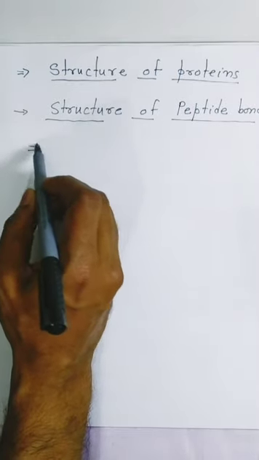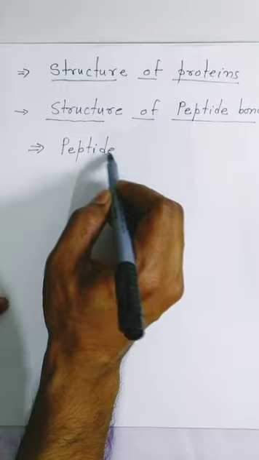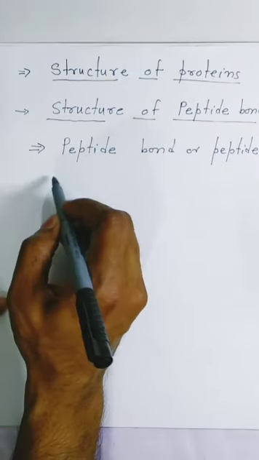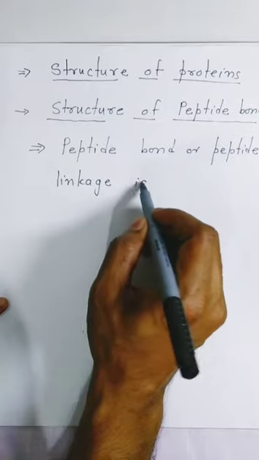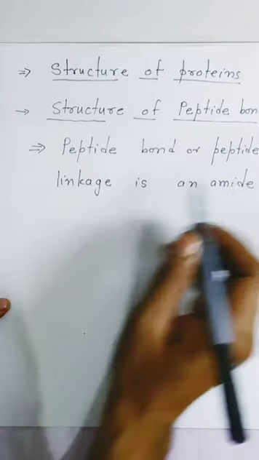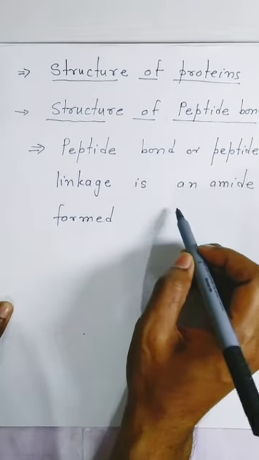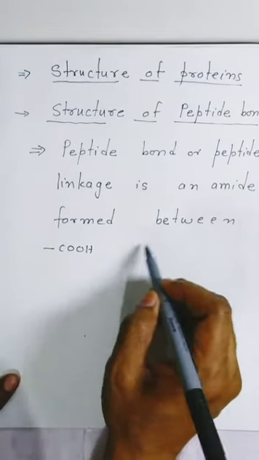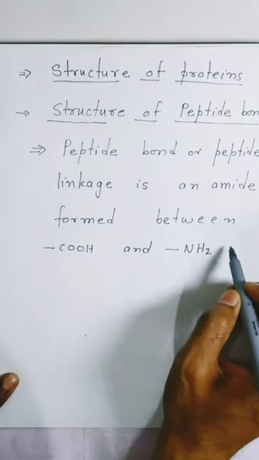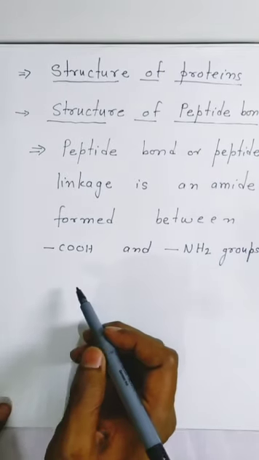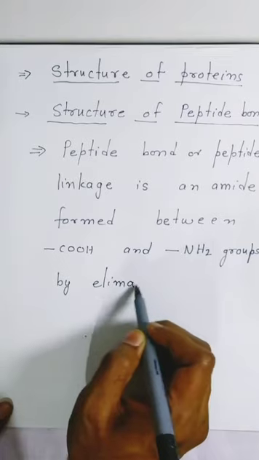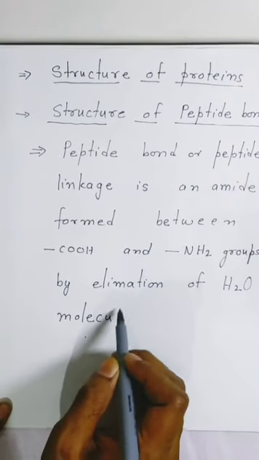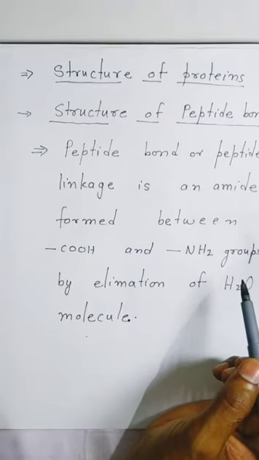Peptide bond, or we can say peptide linkage, is an amide formed between the carboxylic acid group and the amine group, NH2, by elimination of a water molecule. This is the definition of peptide bond.